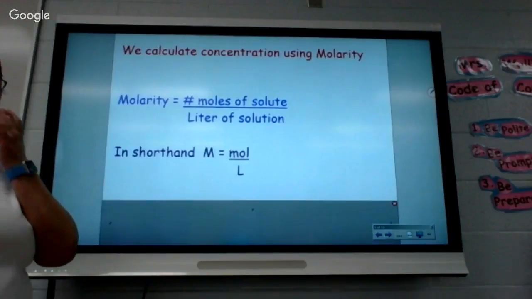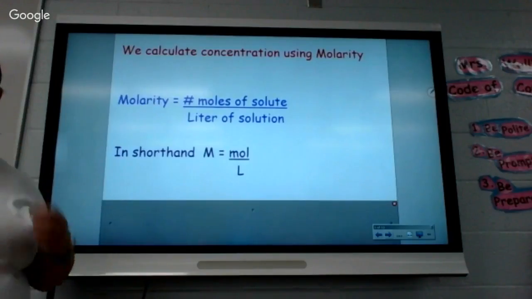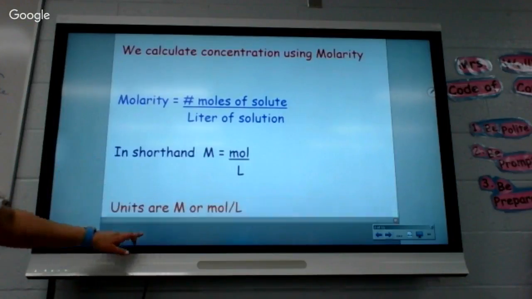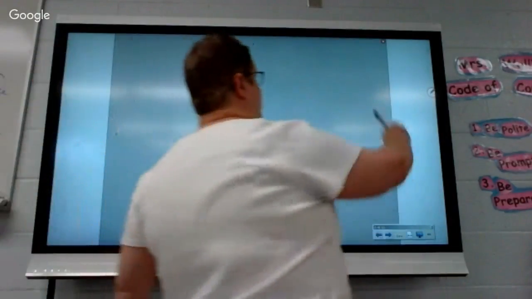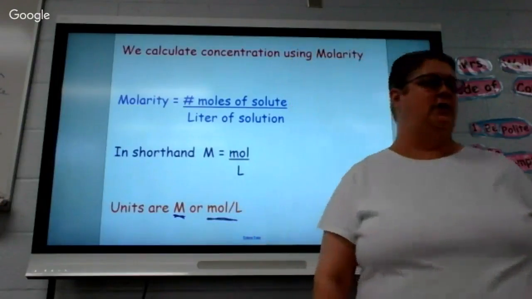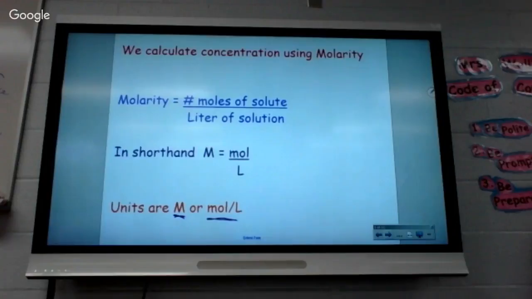Now you've seen the units for this already when we calculated equilibrium, because the concentrations were in these units. Sometimes we wrote the units as big M. Sometimes we wrote the units as moles per liter. You can write it either way. I don't care. I tend to write them as big M because I'm lazy, but I try to change it up just so you get used to seeing both. Big M is just easier because it doesn't have a fraction, but I don't have any preference as to which one you use.